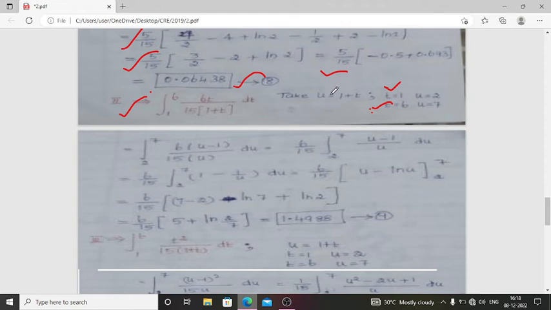Here u is equal to 1 plus t, so t value, this 1 comes to this side, minus 1. So 6 into u minus 1 divided by 15 into 1 plus t, that is 15u into du. Here a constant, 6 by 15, take outside. The limit is 2 to 7. So the numerator is u minus 1, denominator u into du.